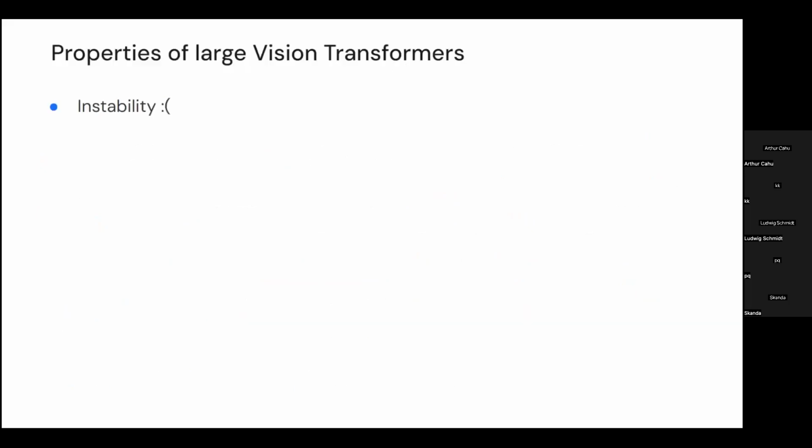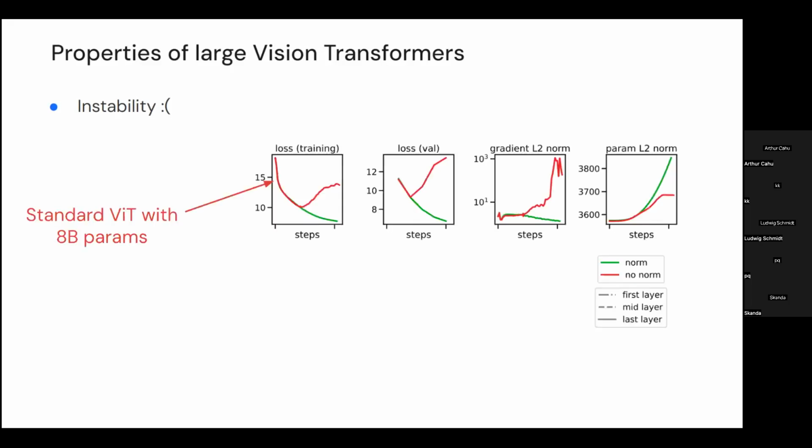So the first property of large vision transformers is not an ideal one. It's instability. What we found when we were trying to scale the standard vision transformer recipe was that everything was fine and good up to about 8 billion parameters. But then at the 8 billion parameter size, after some time, not only did the validation loss start going up, but the training loss went up as well. And some weird stuff was happening with the gradient norms. So these looked rather difficult to train.